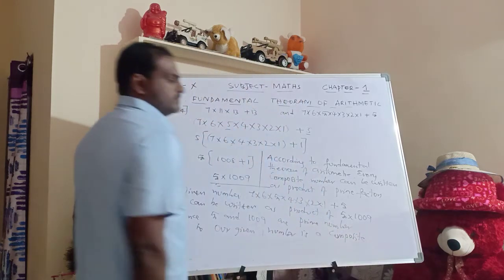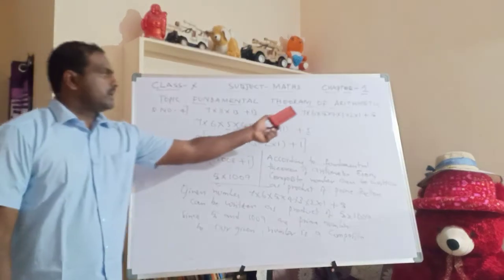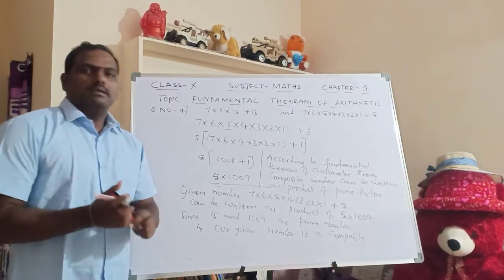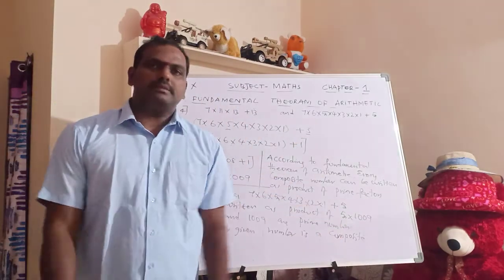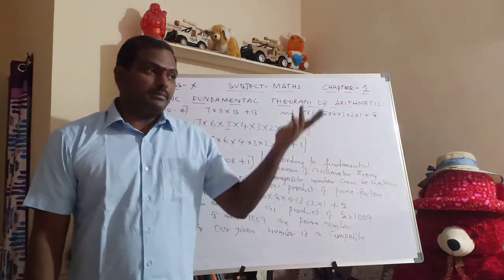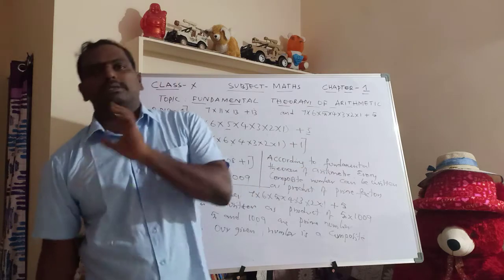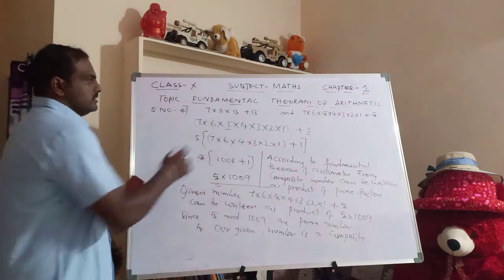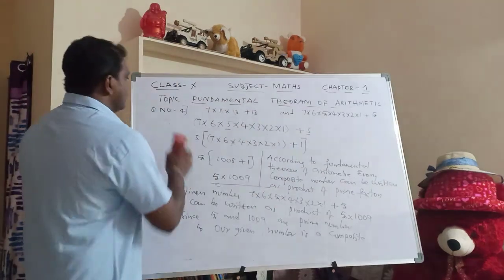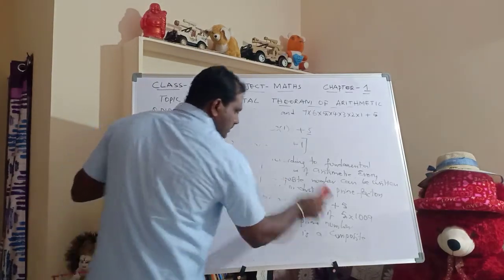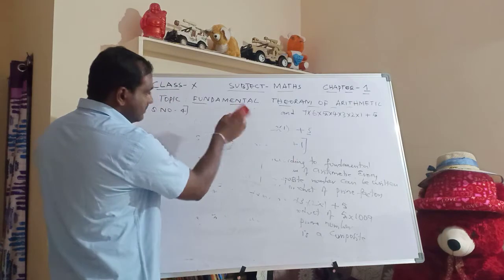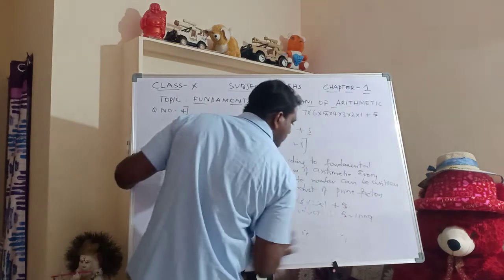That is the conclusion. So how can you say that it is a composite number? Means reverse the statement. A composite number is written as a product of primes. If we write a product of primes, that is a composite number. So that's all. This is the answer for these two questions. Now I'll go for question number 5. The same statement you have to write for both questions 4 and 5.